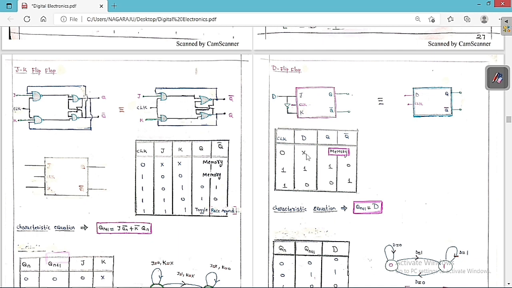So when our clock is equal to 0, irrespective of D, we are going to get memory. When clock is equal to 1 and D is equal to 1, J is equal to 1 and K is equal to 0, so Q is equal to 1 and Q bar is equal to 0. And when D is equal to 0, J is equal to 0 and K is equal to 1, so we are going to get 0 and 1. Only 3 states we are going to use from the JK flip-flop. With the help of this, with a small amount of rearrangement, this is called the D flip-flop. So now I want to know the excitation table, state diagram and the characteristic equation.